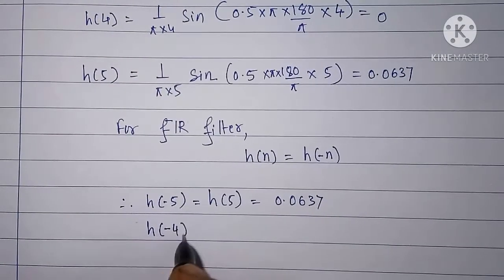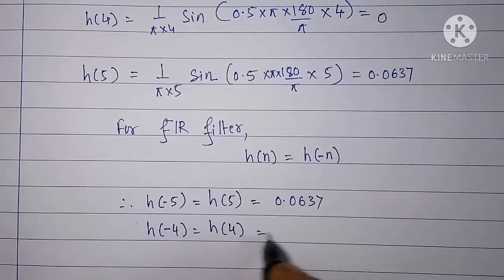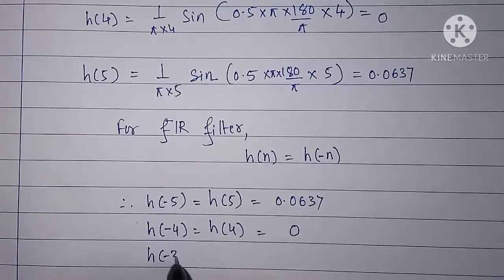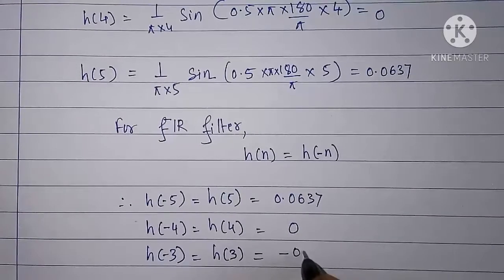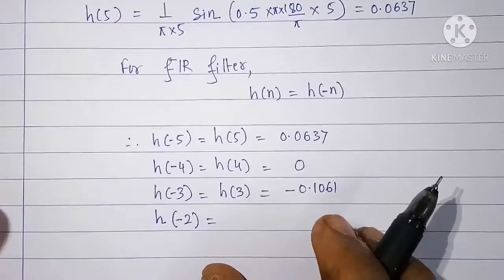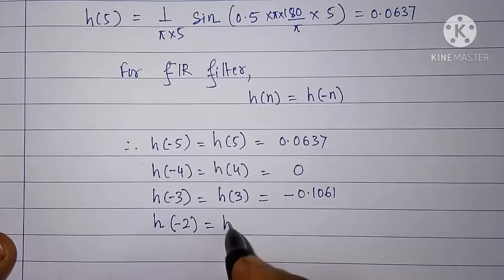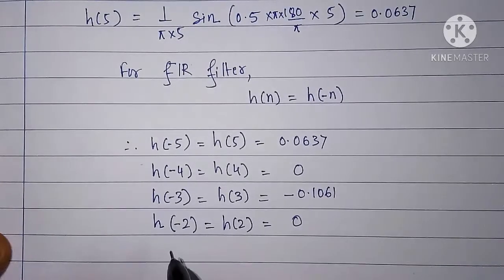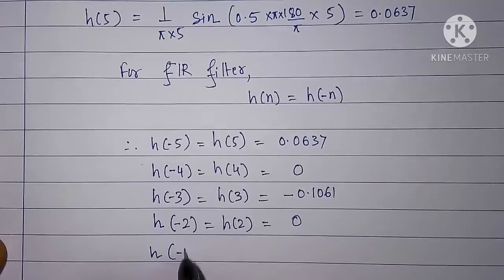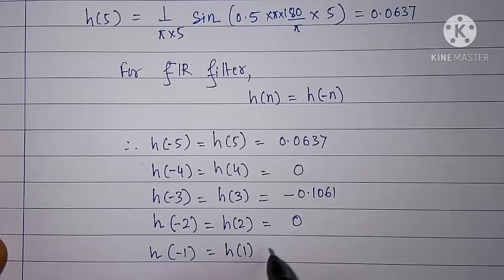h of minus 4 equal to h of plus 4, that is equal to 0. h of minus 3 equal to h of plus 3, that is equal to minus 0.1061. h of minus 2 equal to h of plus 2, that is equal to 0. h of minus 1 equal to h of plus 1, that is equal to 0.3183.